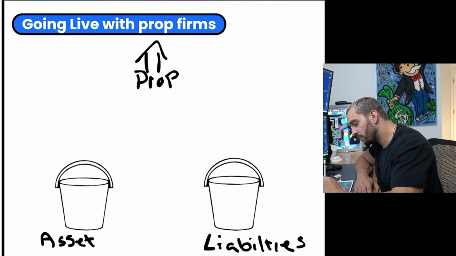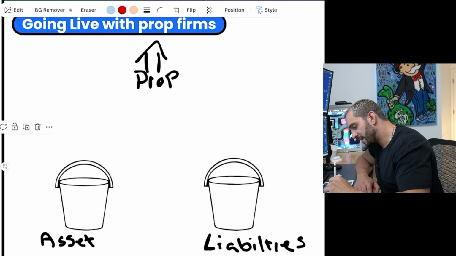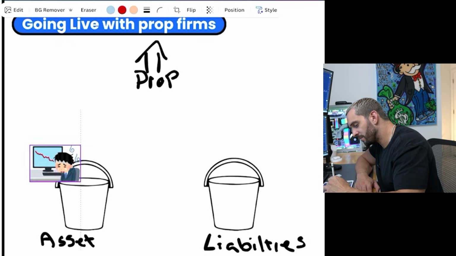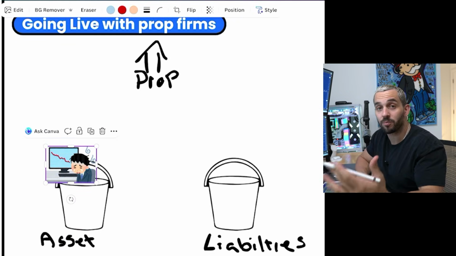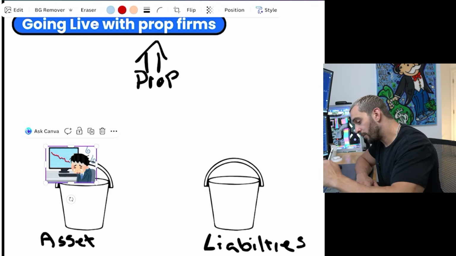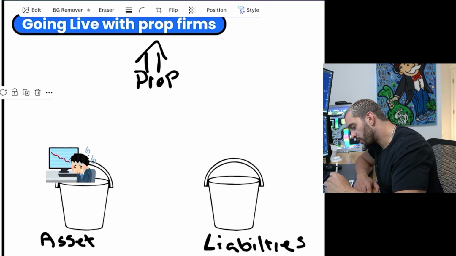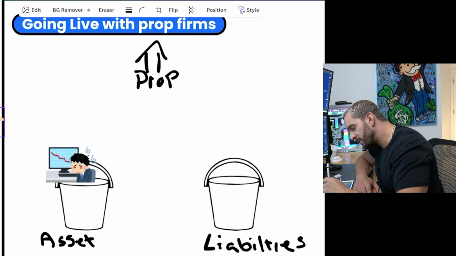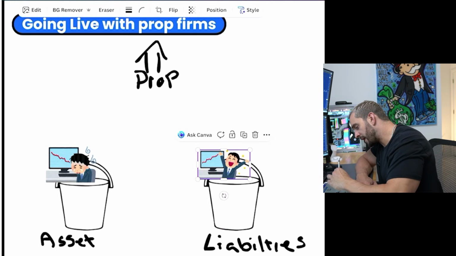Now, when you start with a prop firm, you start in the asset section, right? You're a struggling trader, you're trying to make some money. This is where you are. You're making the prop firm money by buying challenges. Now, when you become profitable after following this awesome trading plan that you just created, you now get put into the liability section.